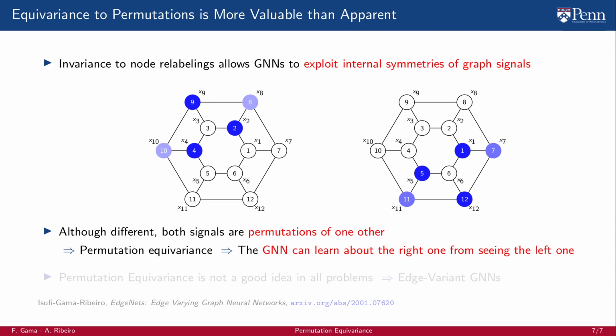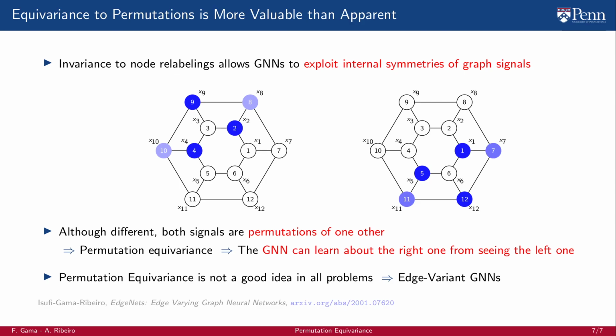Thus, permutation equivariance actually means that the GNN can learn about the signal on the right by seeing only the signal on the left. This certainly leads to faster training by leveraging structure to learn multiple scenarios from a single sample. So we see that the equivariance to permutation is more valuable than apparent.